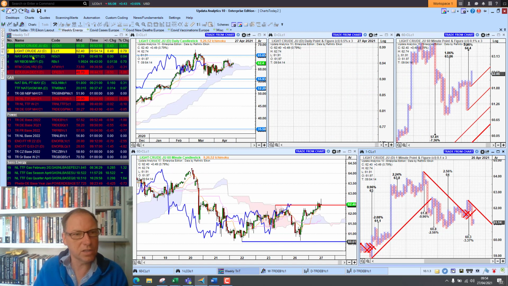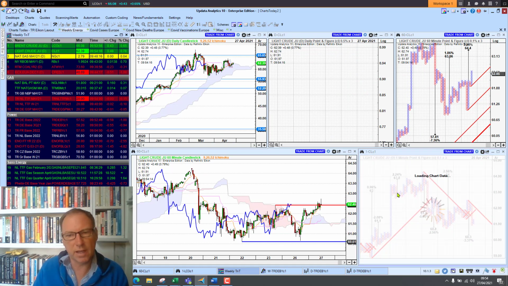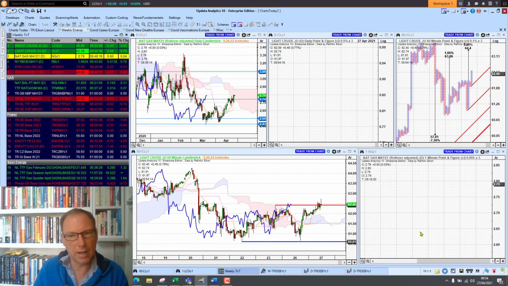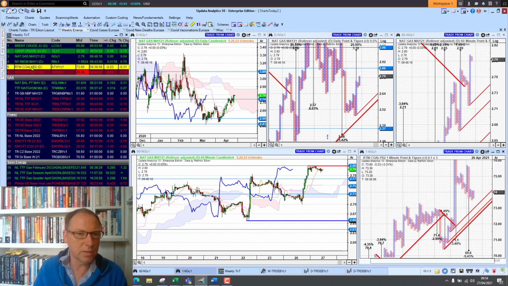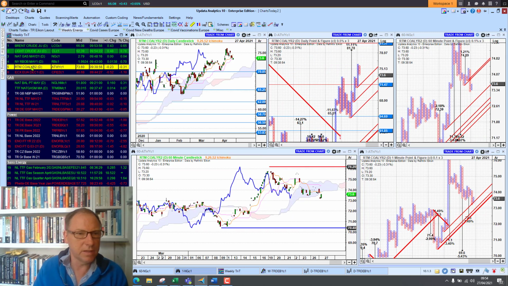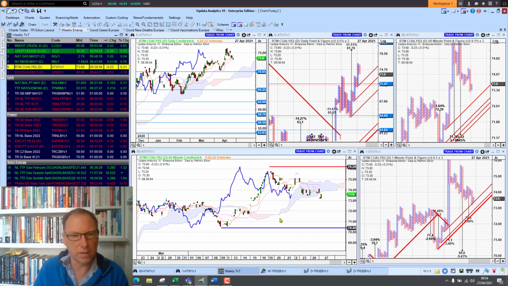US nat gas sitting at 279, so that's looking pretty bullish. And we are seeing there that we've got upside targets to 281, and then 3 is the new target, so looking better there. Coal actually pulling back to 73.60, so just struggling to break higher here.